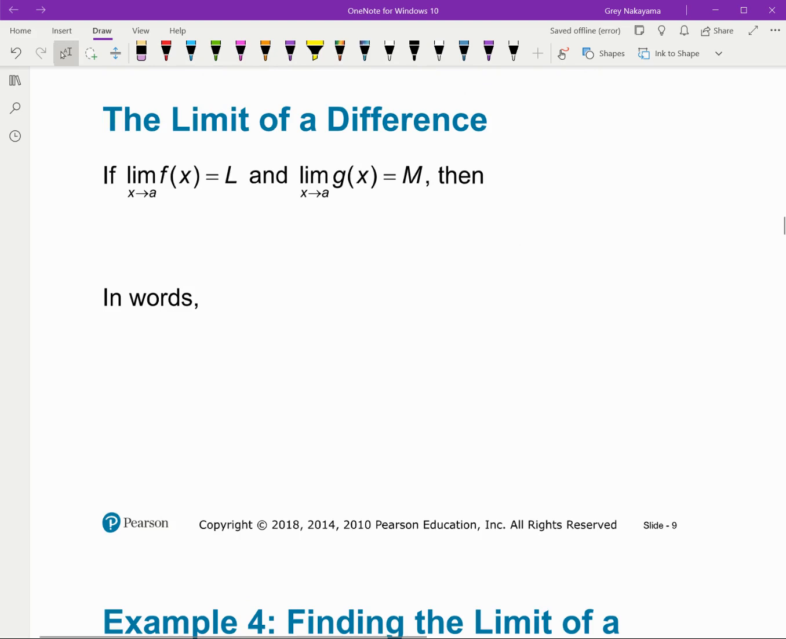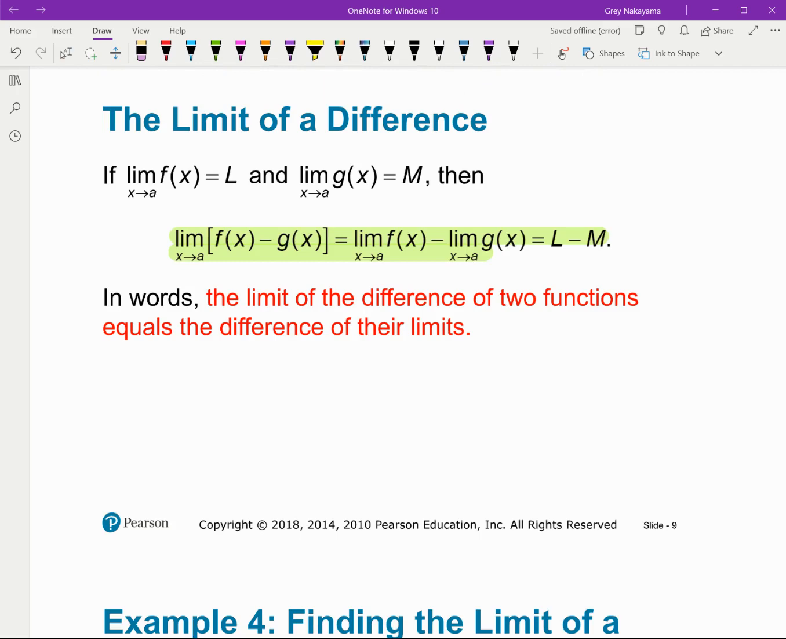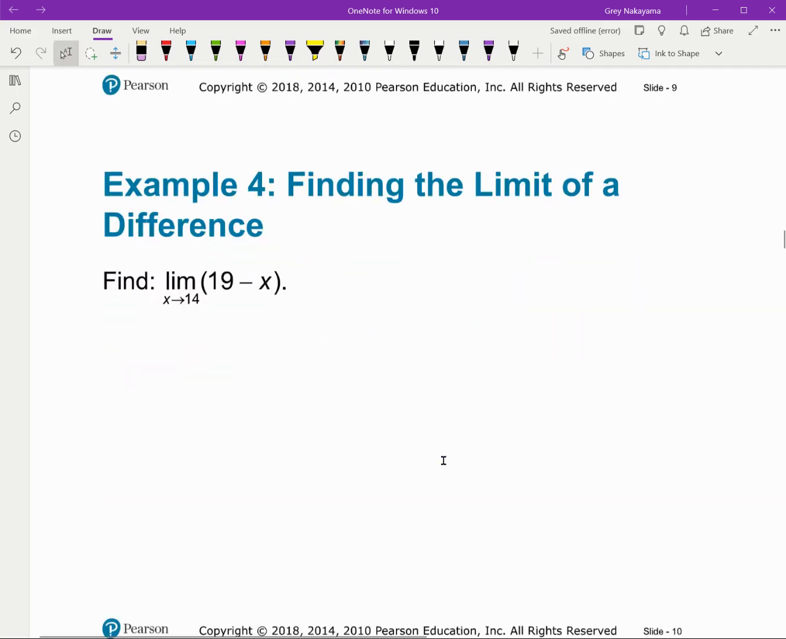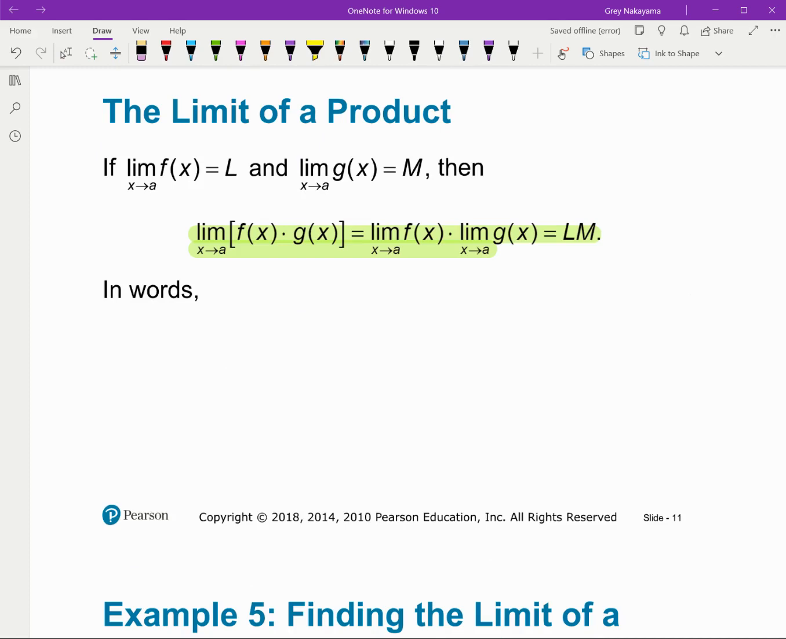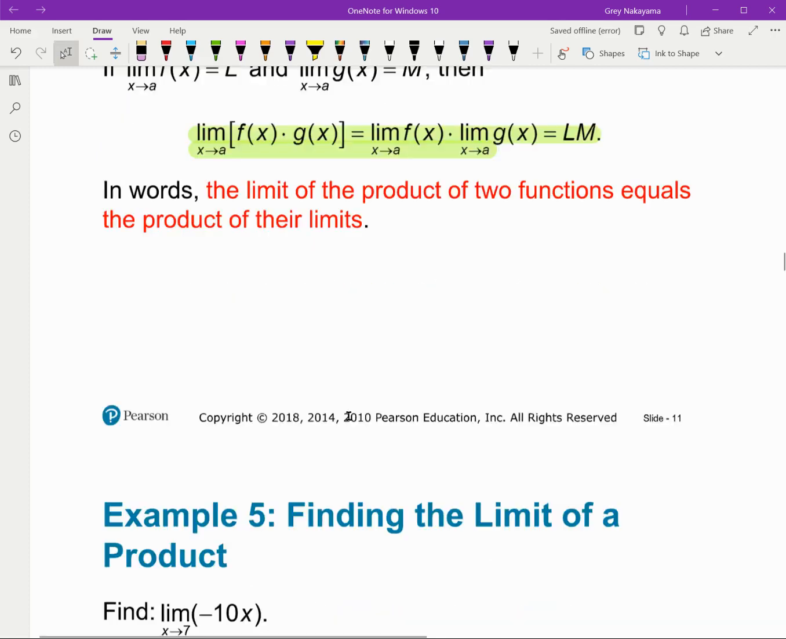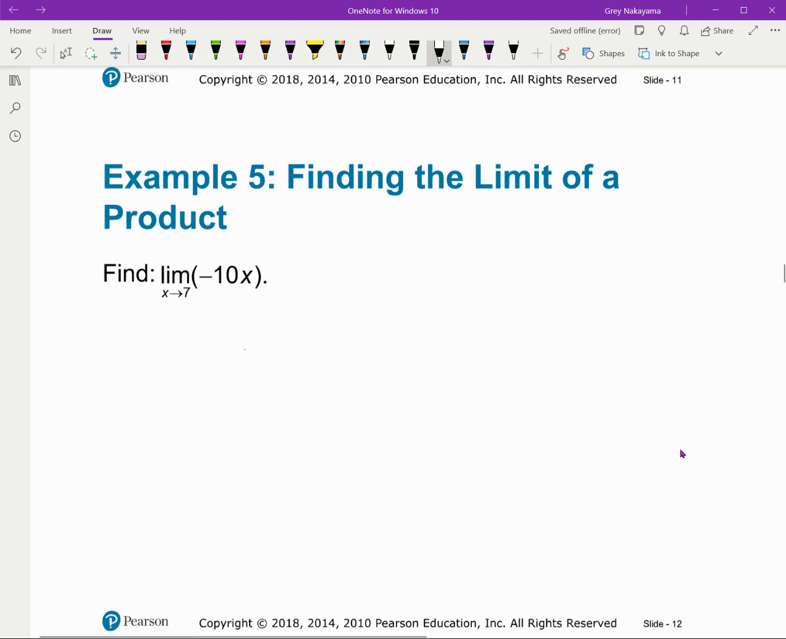Okay? The limit of a difference is the difference of the limits. Again, plugging in. I'm going to plug in 14 for x. What is 19 minus 14? 5. So the limit is 5. The limit of a product is the product of the limits. I'm going to plug in for x, and then I'm going to multiply those two limits. So what's the limit of -10x as x approaches 7? I'm going to plug in 7 for x, and -10 times 7 is -70. So that's my limit.